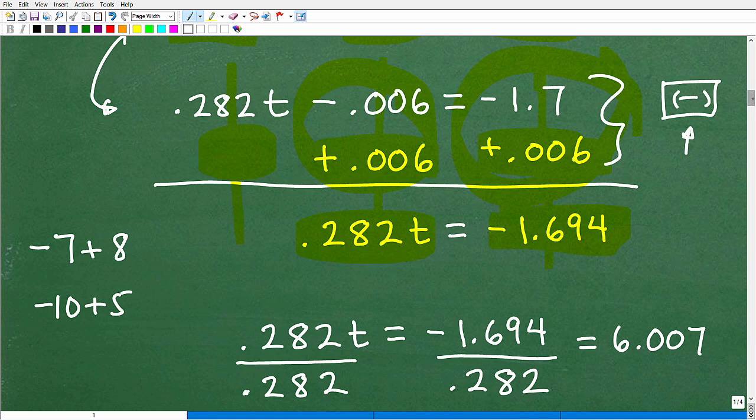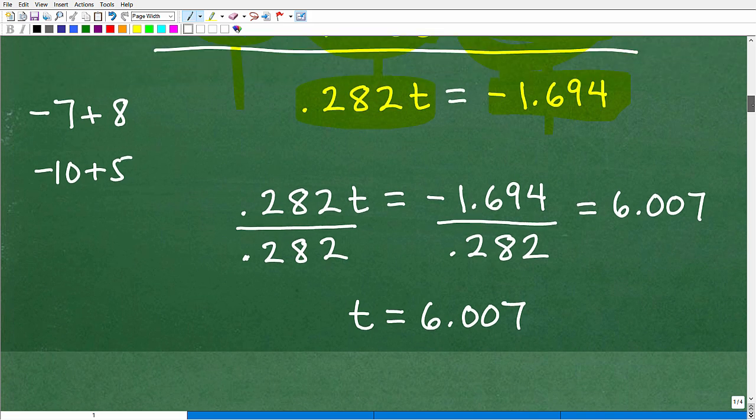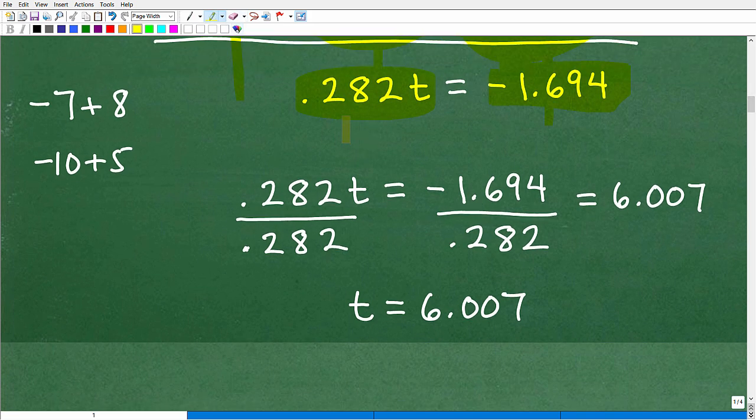But anyways, when we add down here, I'm going to get a negative 1.694. And the last step to solve for t is I got to go ahead and divide both sides of the equation by 0.282. So I have this negative 1.694. I'm going to divide it by 0.282. So I have a negative divided by positive. It's going to be a negative. Here, I'll just do the calculation, right? Negative 1.694 divided by 0.282. I get 6.007, but you got to check the signs, right? So a negative divided by positive, my answer will be negative.